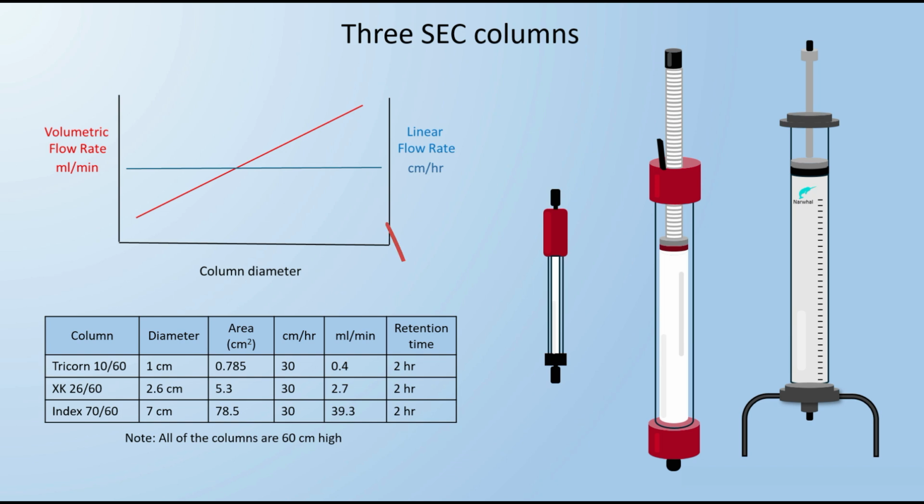It will take 2 hours to run a single column volume for a 60 centimeter SEC column at 30 centimeters an hour. If you're going to scale up a method to a larger column, we want to maintain the same retention time so that the target molecule has the same separation. So as we scale up or down, we use the same linear flow rate based on the cross-sectional area of the column.